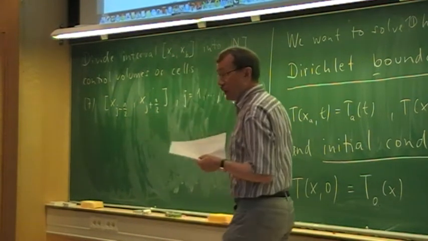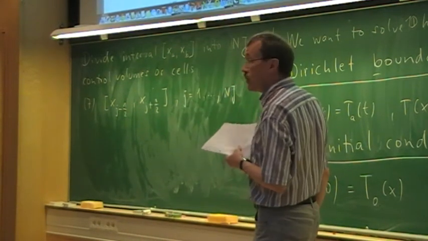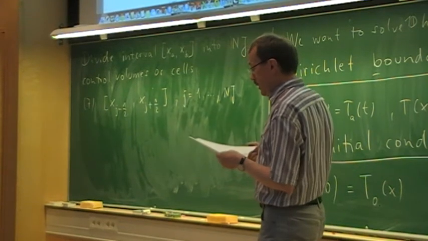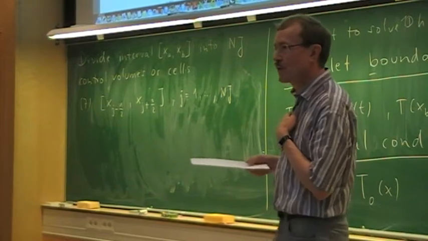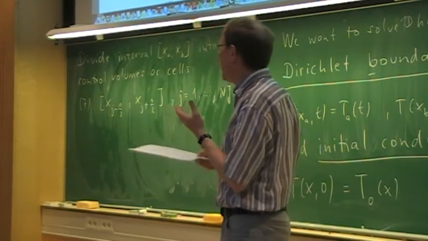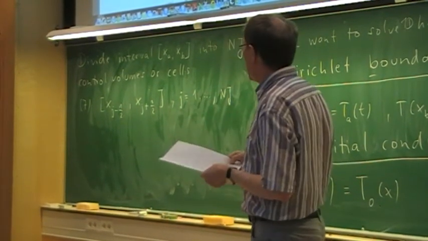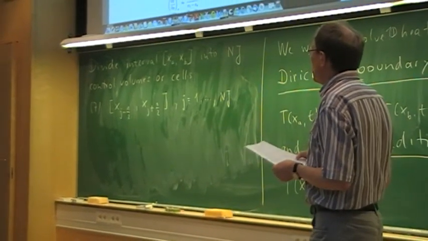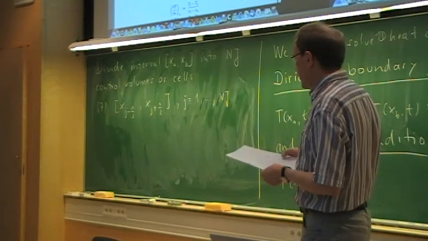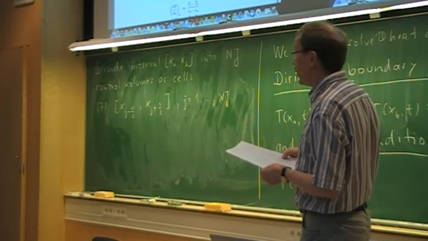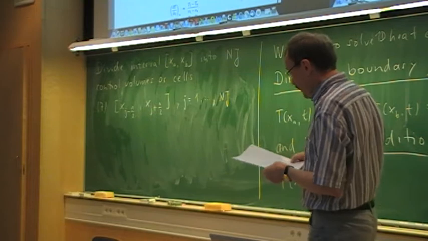In the example that we'll have then in exercise 2, the nj will be 100. We have 100 control volumes or cells. You see the name is a little bit strange to have cell volumes for 1D, but it's just a convention. We use the same name if we have intervals, or if we have surfaces or volumes in 2 or 3D.